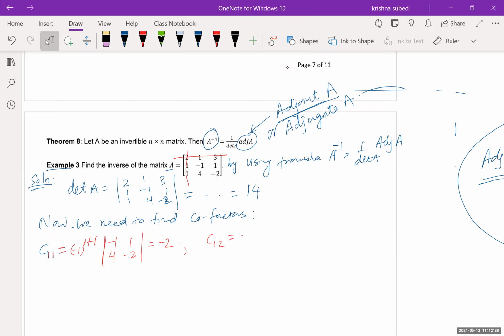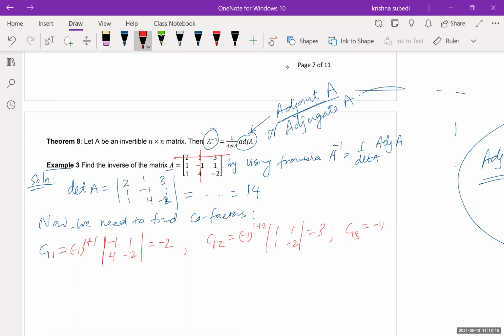In the same way, let us calculate C12, first row, second column. The sign will be negative 1 to the power 1 plus 2, row plus column. You ignore the first row and second column, and whatever is remaining, write it down. So that will be 1, 1, 1, negative 2. If you calculate this, it is negative 2 minus 1, negative 3, with the negative sign, positive 3.